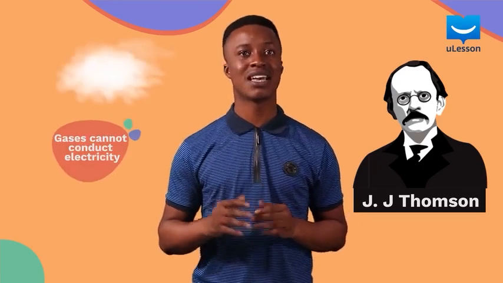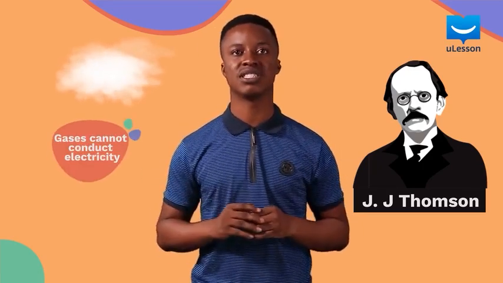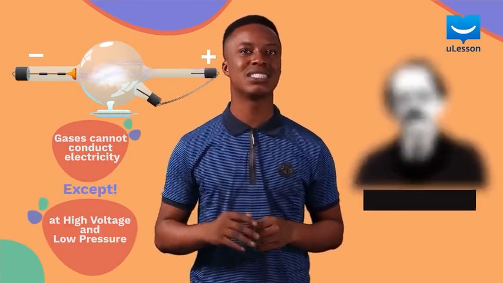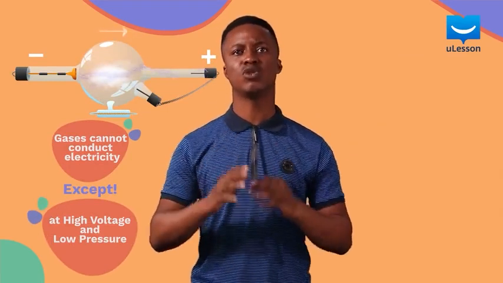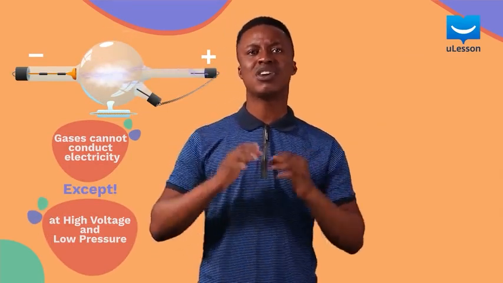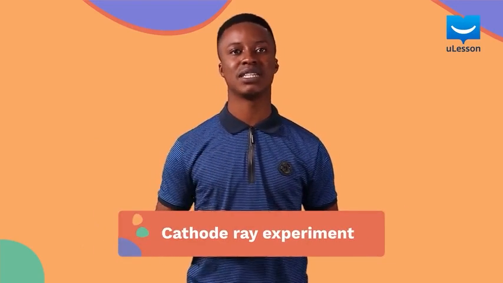J.J. Thompson, while working on gases, found out that, contrary to initial propositions, gases can conduct electricity, but only at very high voltages and very low pressures. To try to illustrate this, he carried out an experiment that is today known as the cathode ray experiment.